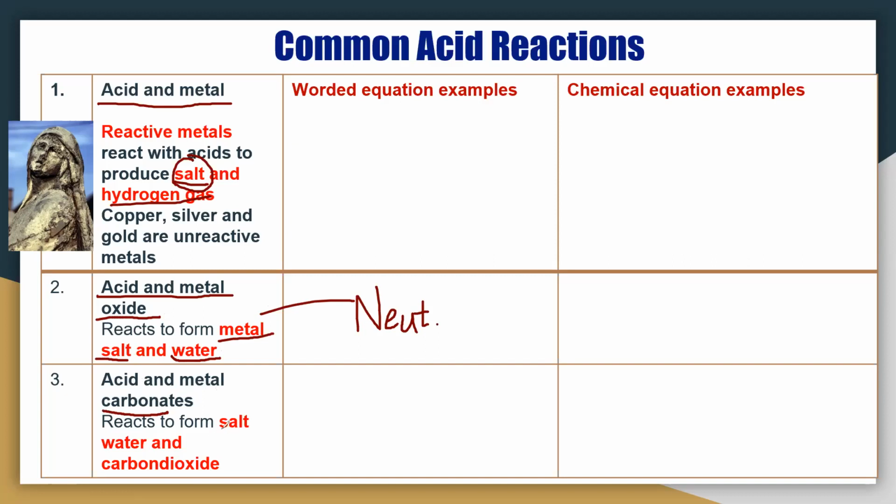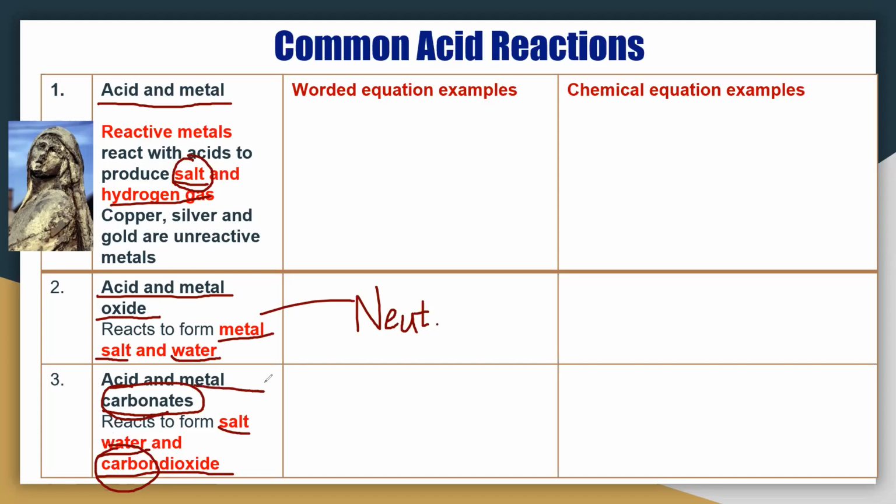So just remember, again, it's a metal salt, like magnesium chloride, for example, water, H2O, and carbon dioxide is the extra product we have here. Because remember, the carbon and the carbonate. So carbon and carbon, obviously, carbon dioxide is an additional product when an acid and a metal carbonate combine.